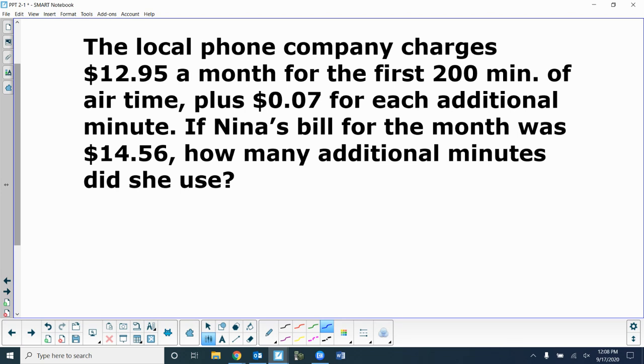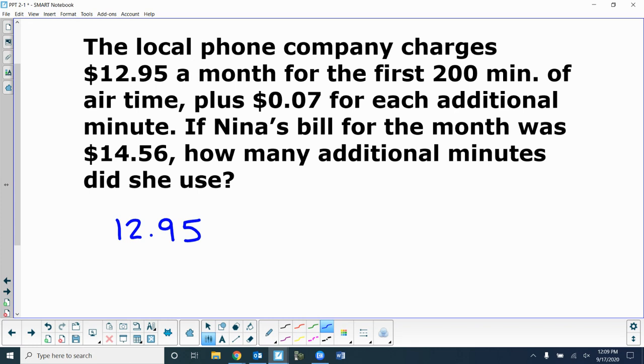12.95 times 200 plus 0.07. Okay, so it says you get 12.95 no matter what, right? And that's for 200 minutes. Then it says if you go over 200 minutes, each additional minute is going to cost you 7 cents per minute. Do I need that 200 in there?